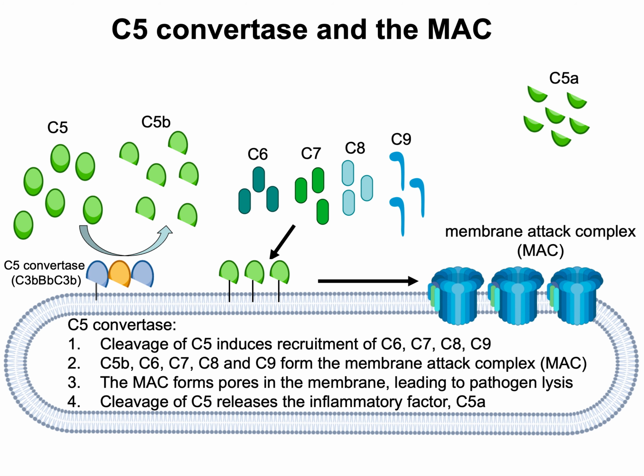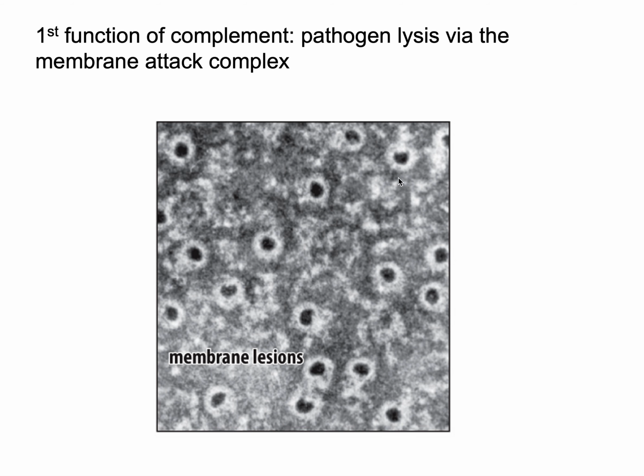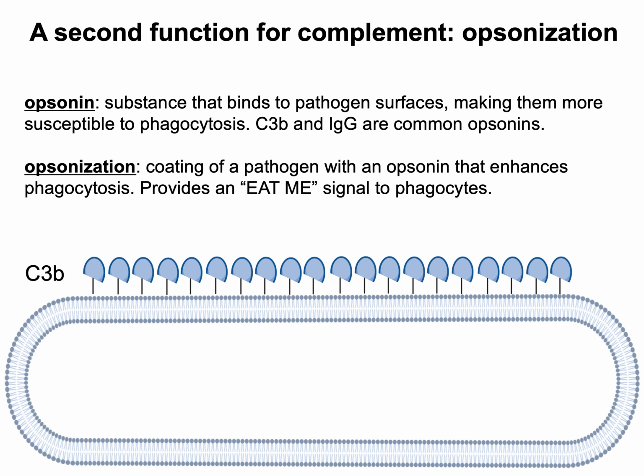Cleavage of C5 also results in the release of this inflammatory factor, C5a. This is an electron micrograph of a bacterial membrane that has been exposed to complement. You can see these little pores now that are coating the surface of this membrane and leading to the lysis of this cell. A second function of complement, however, is opsonization.